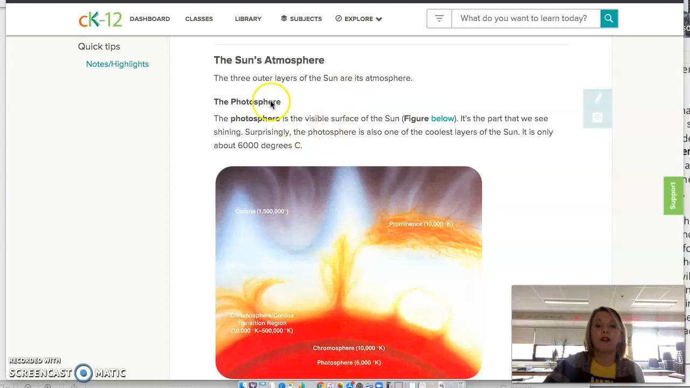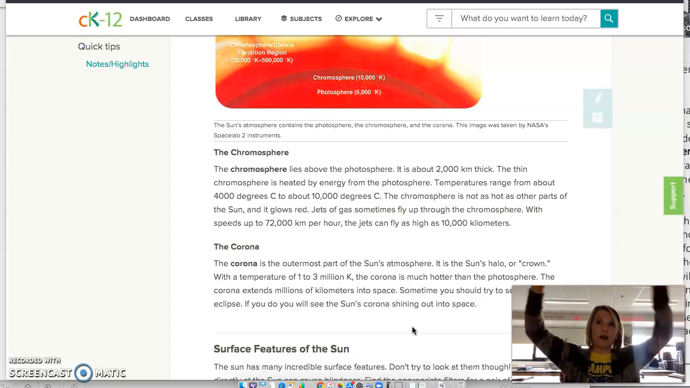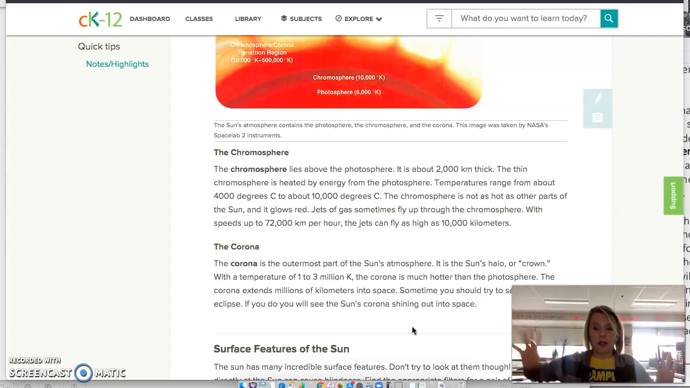The photosphere is actually the part that you see. When you look up at the sky and you see the yellow disk, that's what you're seeing. You can't see these other layers, like the corona, unless there is a solar eclipse and the moon moves over the sun completely, and then you can see some of that solar atmosphere undulating out into space. It's a really, really cool thing.